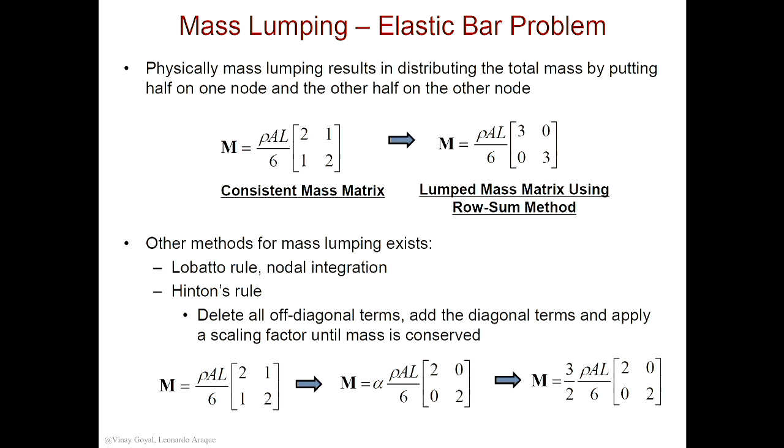So I deleted the off-diagonal terms. I'm going to compensate for that with this alpha, and that alpha is 3 over 2 for this example. You can see very clearly that 3 over 2 times 1 over 6 times 2 gives me the exact same thing I got with this row sum method. Okay, so this is what Hinton's rule works out to be.